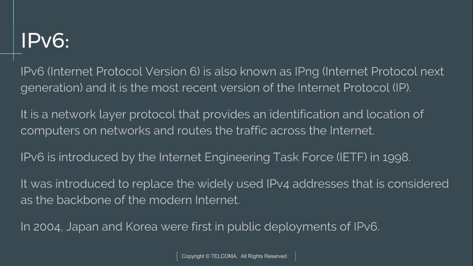But the difference between IPv4 and IPv6 is the address size: IPv4 has a 32-bit size and the IPv6 address size is 128-bit. IPv6 was introduced by the IETF, the Internet Engineering Task Force, in 1998 to replace the widely used IPv4 addresses that are considered the backbone of the modern internet. In 2004, Japan and Korea were the first to publicly deploy IPv6. So IPv6 was used for the first time in 2004.